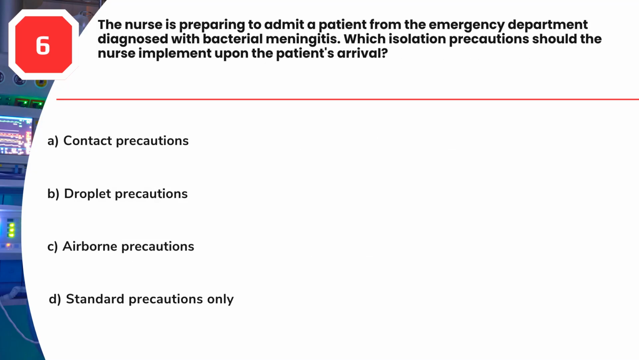Question 6. The nurse is preparing to admit a patient from the emergency department diagnosed with bacterial meningitis. Which isolation precautions should the nurse implement upon the patient's arrival? A. Contact precautions. B. Droplet precautions. C. Airborne precautions. D. Standard precautions only.